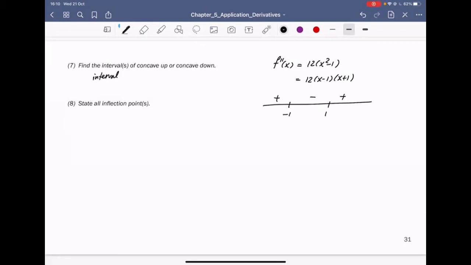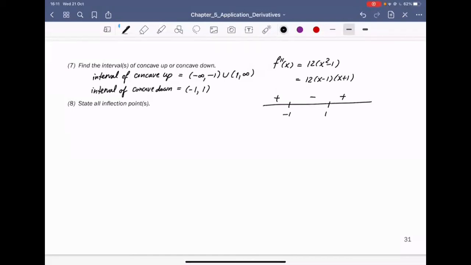The interval of concave up is negative infinity to negative 1, union 1 to infinity, right? And then the interval of concave down is negative 1 to 1. All right.